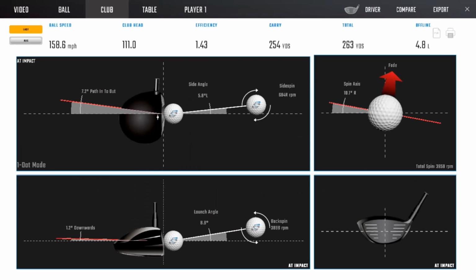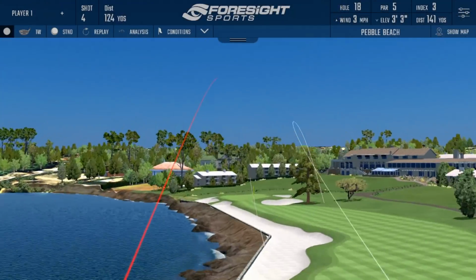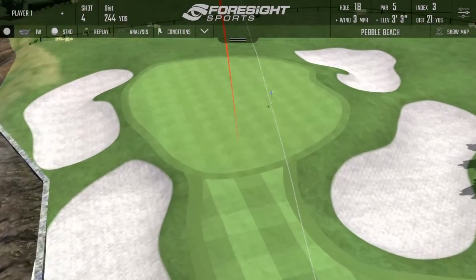So you flew at 254. It rolled out about 9, which is almost close to what he did. So the yardages aren't precisely what he did, but look at that, the ball flight is very close. That's so good. Hell of an effort. That's pretty good. Pretty happy with that.